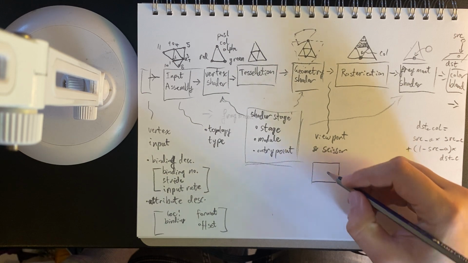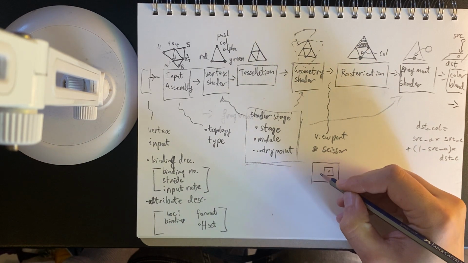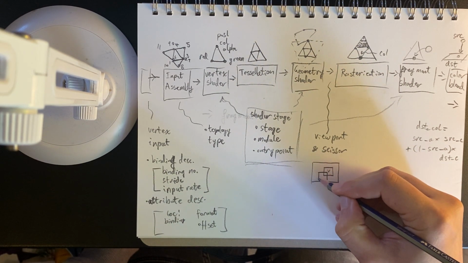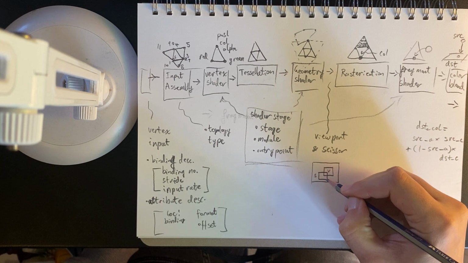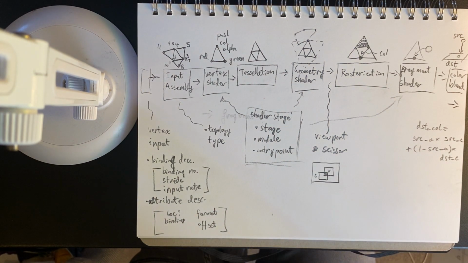So if the viewport is this region here of the screen that we can see, and the scissor is this region here, then only this intersection will be rendered to. In general, both the viewport and the scissor will be the full screen. So yeah, but let's set that up anyway.